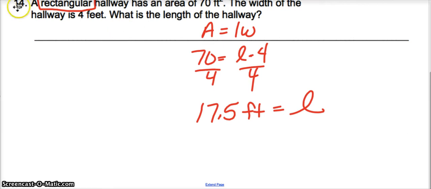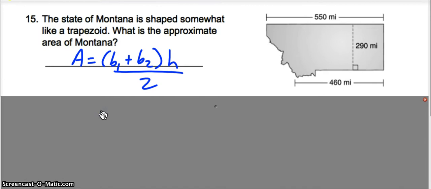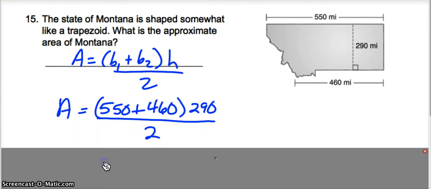Finally, the last one. Good old Montana. The state of Montana is shaped somewhat like a trapezoid. What is the approximate area of Montana? As you can see there, Montana is a pretty big state. First, we would need the trapezoid formula. Then we've got to get the numbers in the right places. So I hope you've traced the H to find the height, and then looked on both ends of that H to find the bases. The numbers should be substituted in as follows.